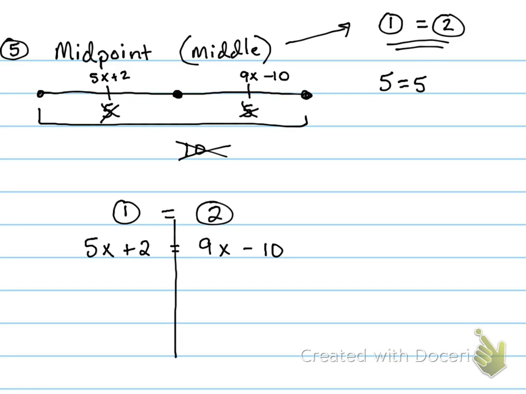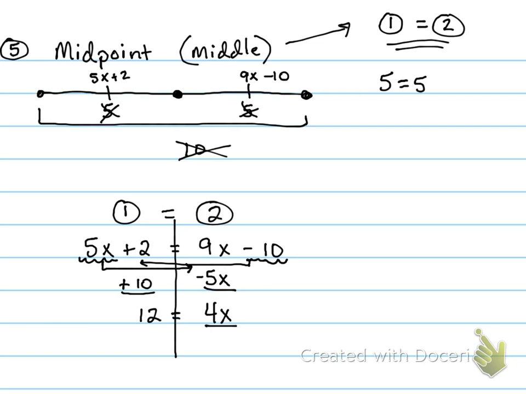I don't have any like terms to combine, but I can move some like terms across the equal sign. So when 5x moves across, it becomes negative 5x. So that's 4x. And when negative 10 moves across, it becomes positive 10 with 2. 2 plus 10 is 12. Divide by 4, we get x is equal to 3.